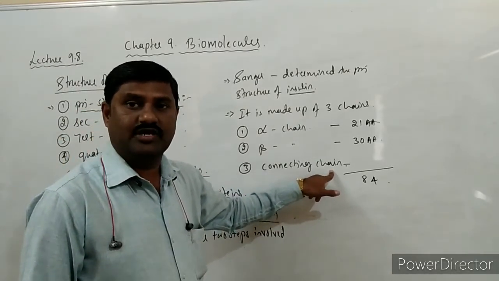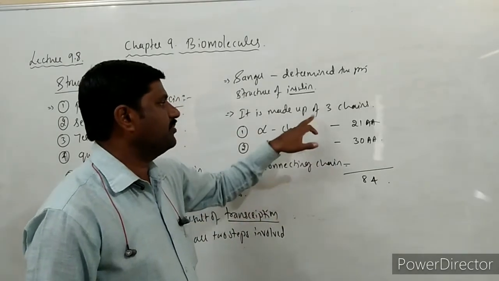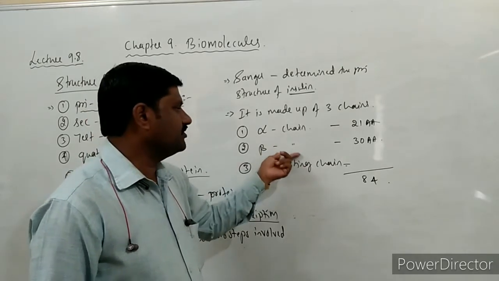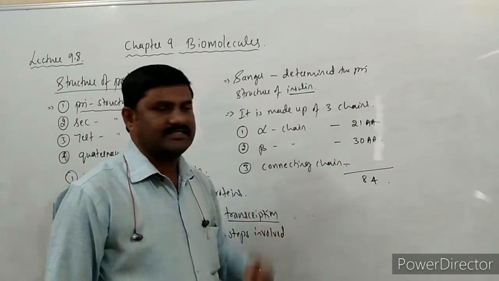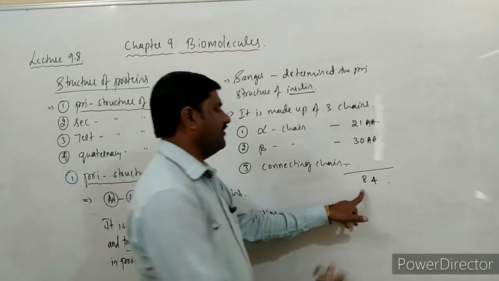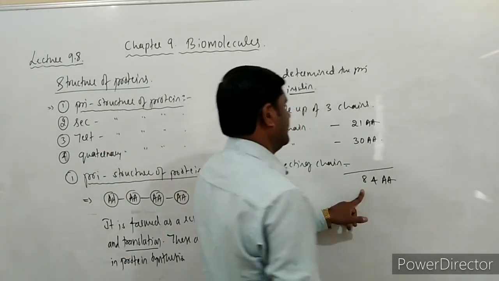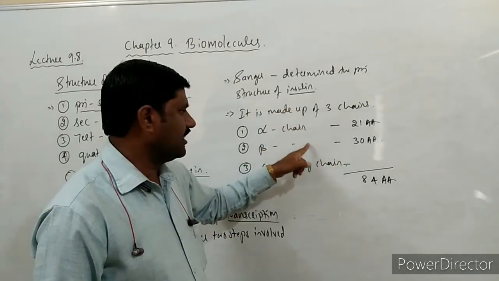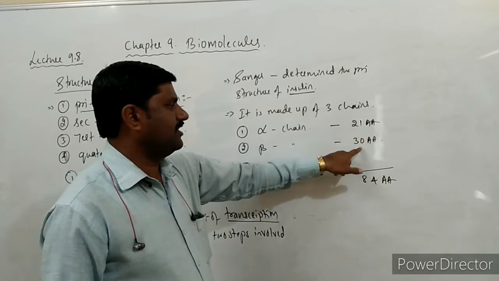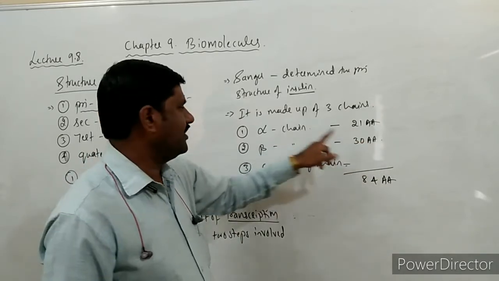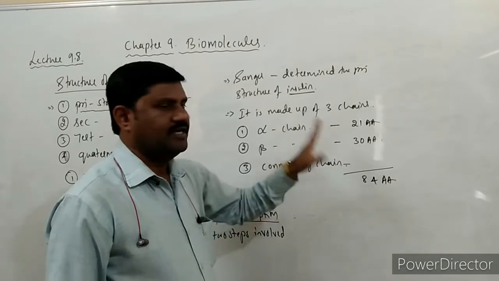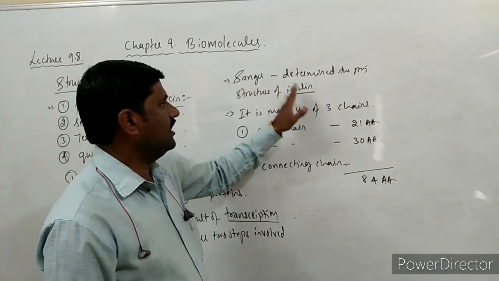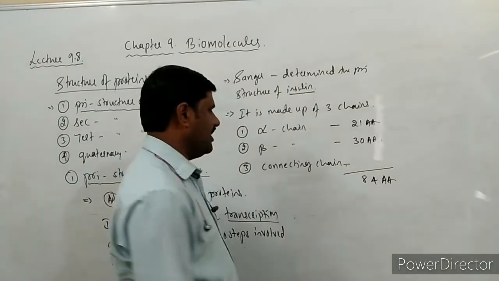Actually, the active molecule of this insulin is made up of only 2 chains, the alpha chain as well as the beta chain. These 2 chains are joined with the help of the connecting chain. The total number of amino acids is 84, but the active structure contains only 51 amino acids, because it is made up of only alpha and beta chains. So this is about the structure of insulin.